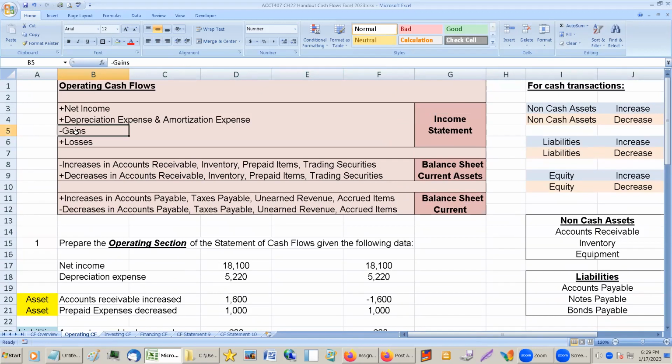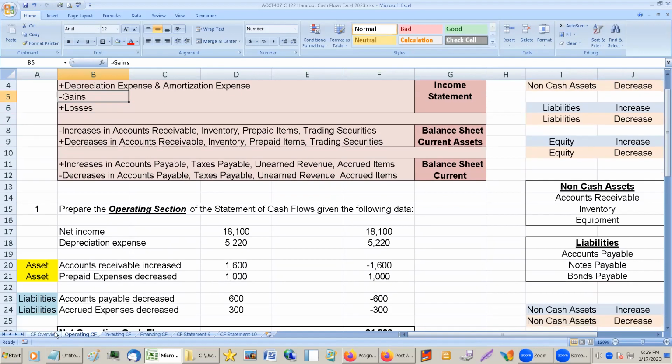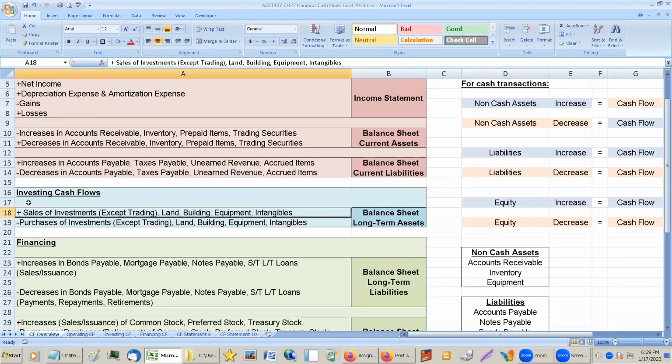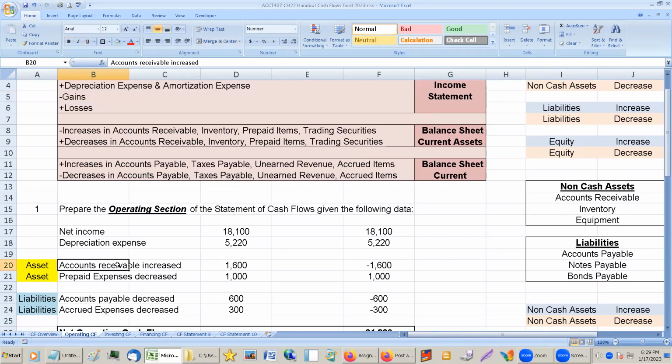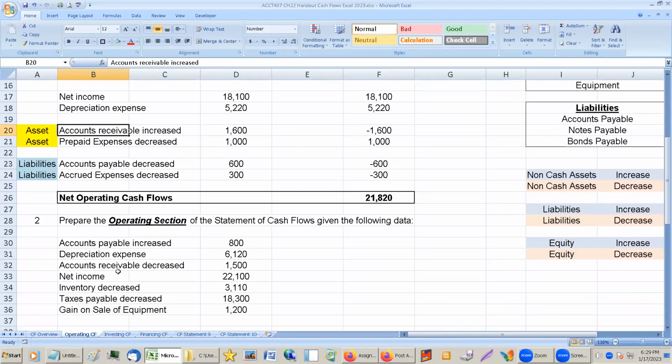A gain will actually be subtracted, and you might question why. Why do we subtract gains? Well, gains and losses come from sales of long-term assets, which are investing cash flows. So we basically take it out of the operating to put it into the investing cash flows. So gains get subtracted and losses get added back. Okay.